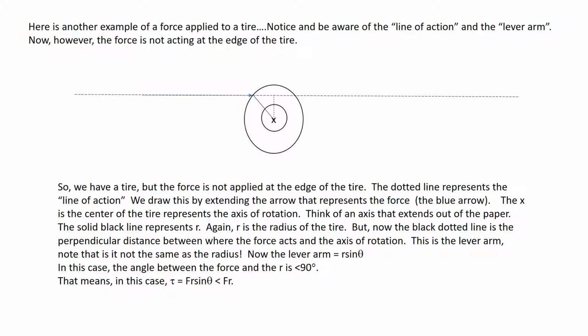There's my radius. Notice that my R and my F are no longer perpendicular to each other. I need to find that perpendicular distance. I need to find that small dotted line. Well, here's an angle theta. So now, using trigonometry, I take the opposite times the hypotenuse. That's going to be my lever arm, so that's going to be r sine theta. That's where that term comes into play. In this case, my torque is going to be a little bit less than just Fr because the sine of my angle is going to be less than 1.